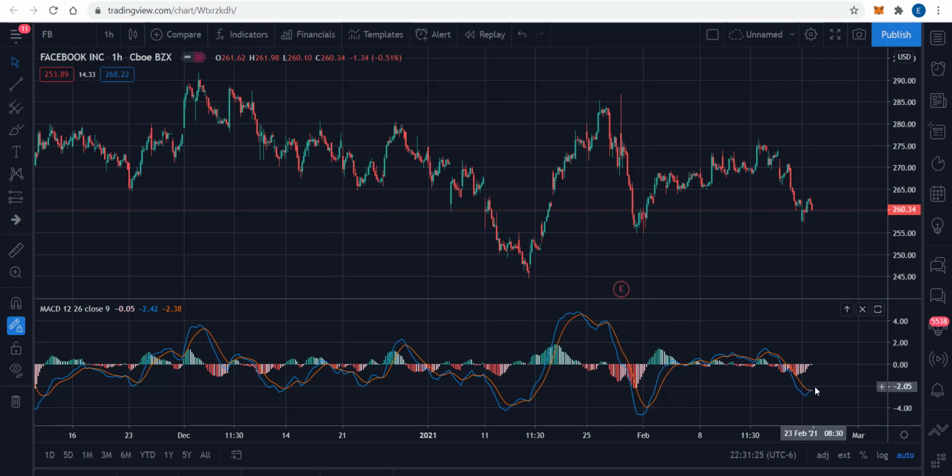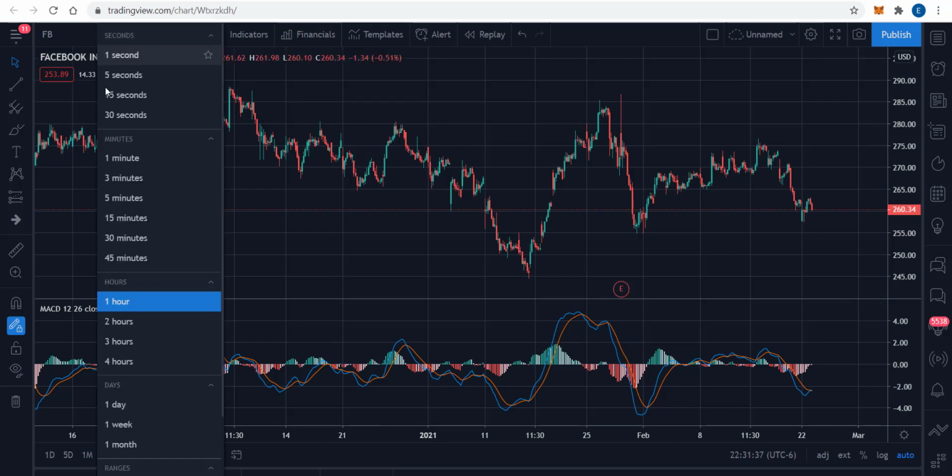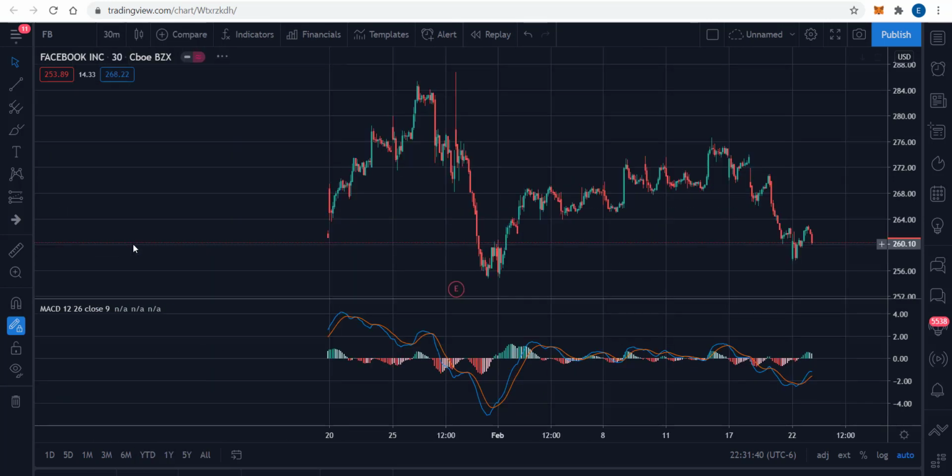It's good to have parameters about, if this happens, I'm going to get back in. If this happens, I'm going to get out. Make those in advance, and trust me, it'll make your trading a lot less stressful and also a lot more profitable.